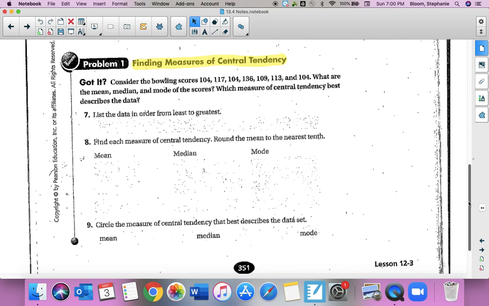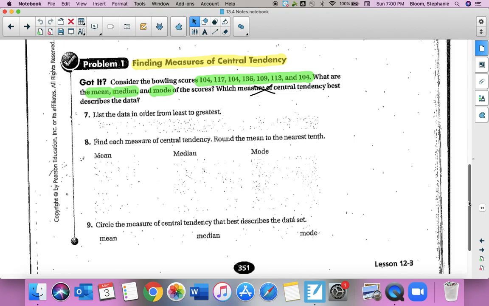So here's what we have. It says, consider the bowling scores. So here are the scores. We want to know what are the mean, median, and mode. And then we're not going to do this part. Okay? We're just going to do mean, median, and mode. Okay, so first thing you always need to do is take your data points and write them in order from least to greatest.